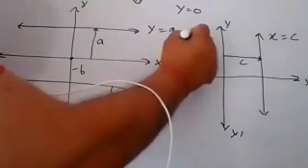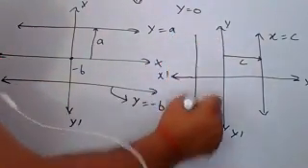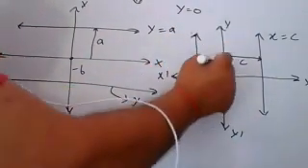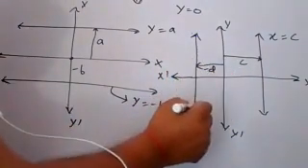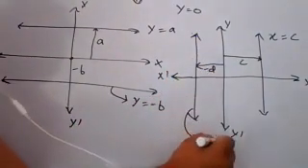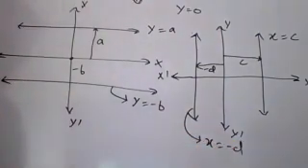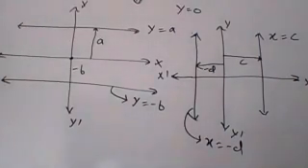In the same way, for the negative direction, if you have a line which is at a distance of minus d, its equation is x is equal to minus d. Note it.